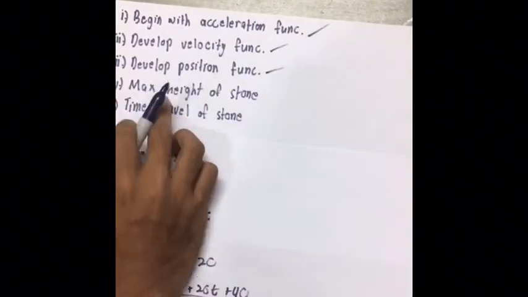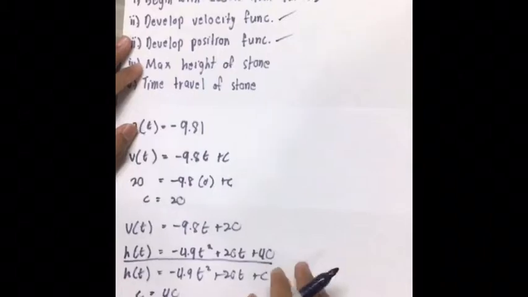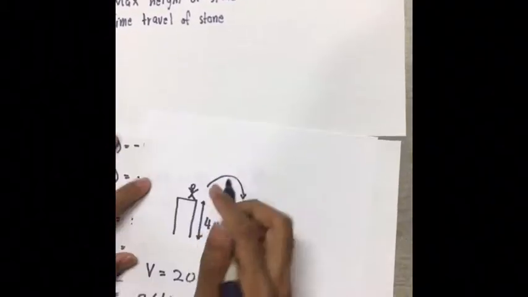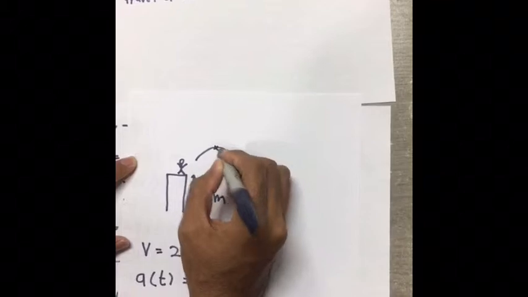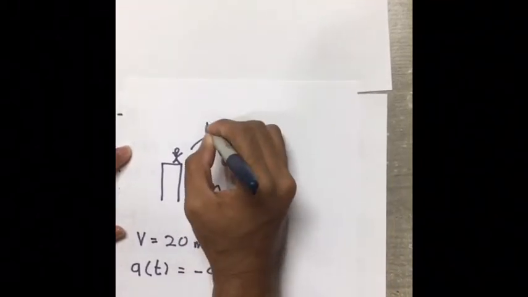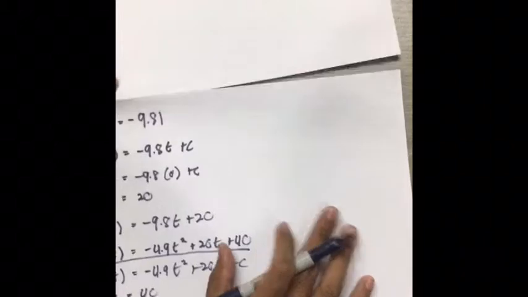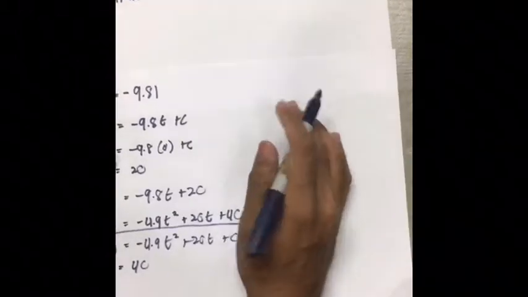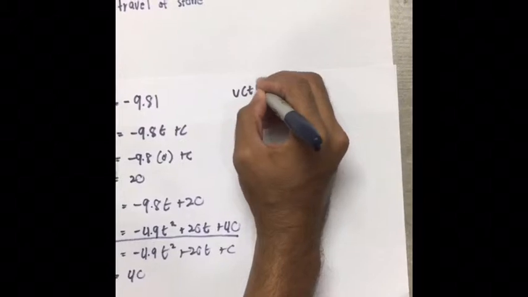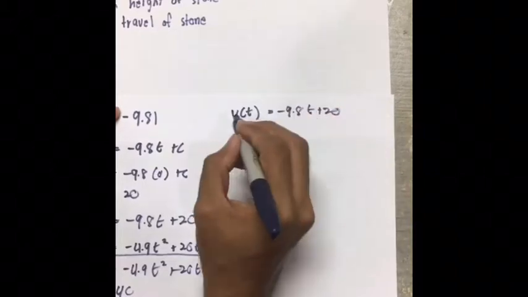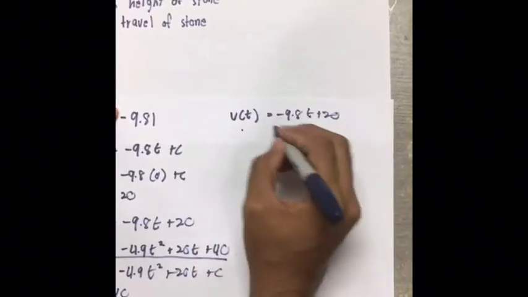So we go to the fourth question, maximum height of the stone. We know that when we throw the stone upward, the stone will go like this. At this maximum height, the velocity is 0 because the stone starts going down. So when the velocity is 0, we will use the velocity function, and we will get t.